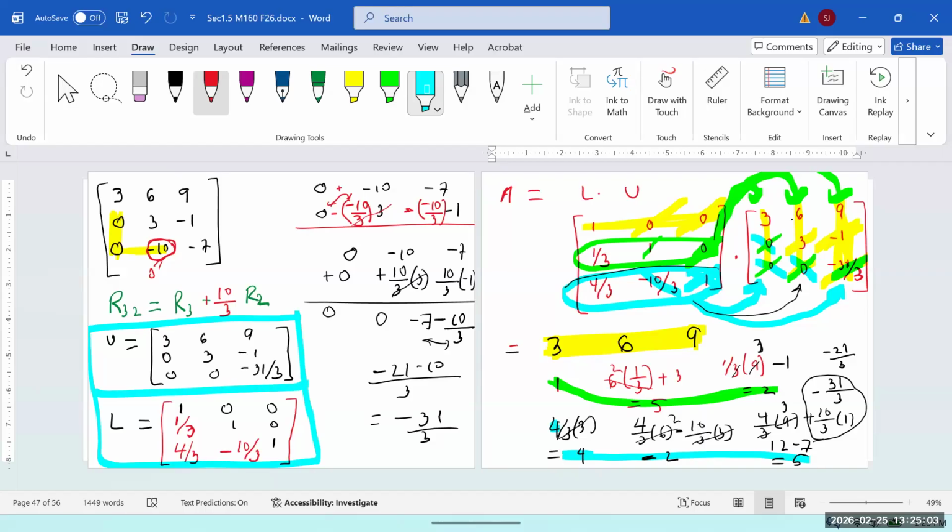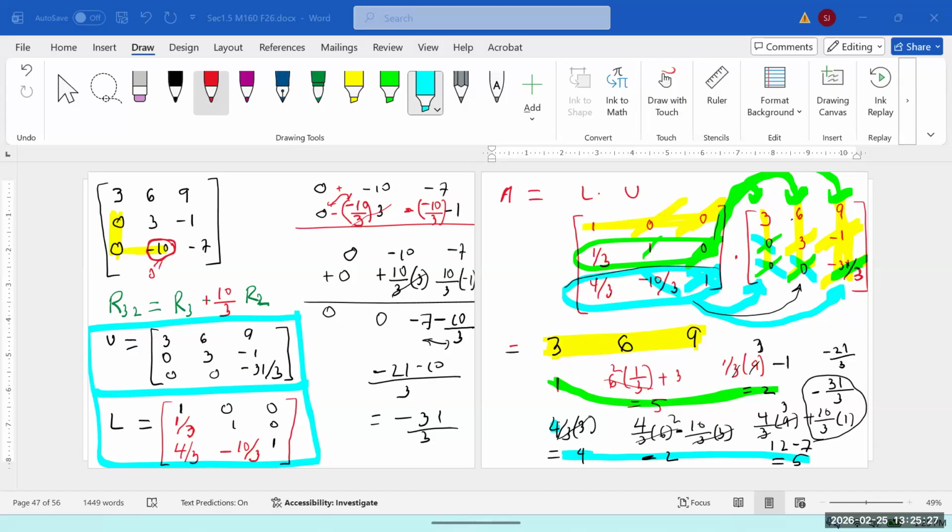Okay, who is lost? Anyone? I didn't have much space here, so I wrote everything in a little bit messy way.